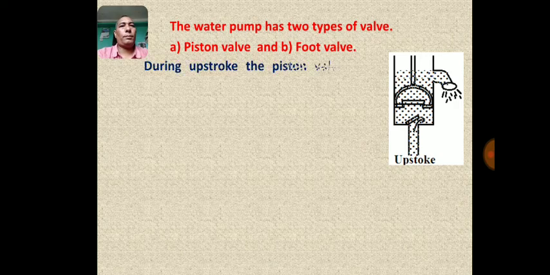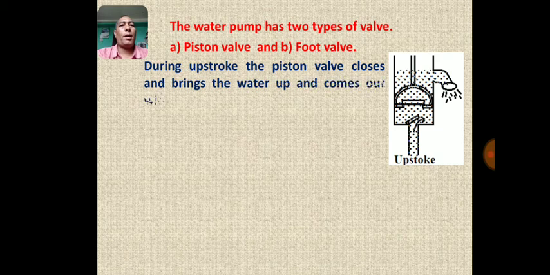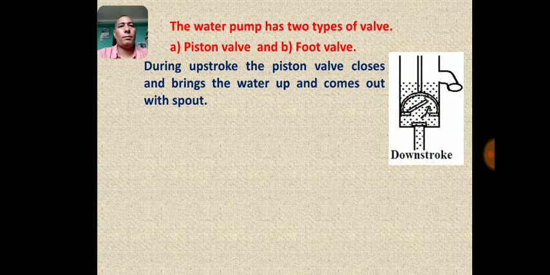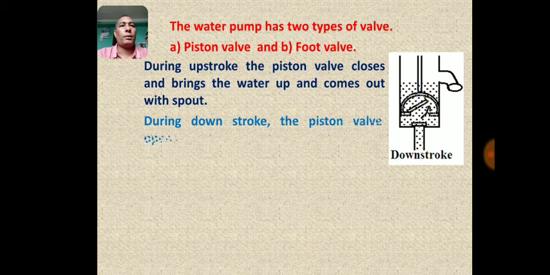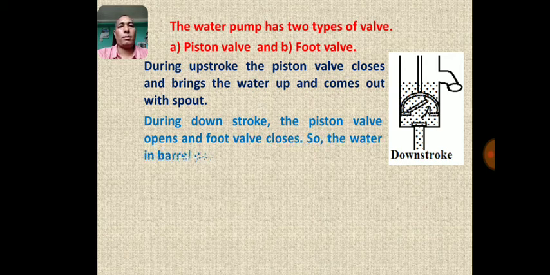During upstroke, the piston valve closes and brings the water up and comes out with spout. During downstroke, the piston valve opens and foot valve closes, so the water in barrel passes up through piston valve.